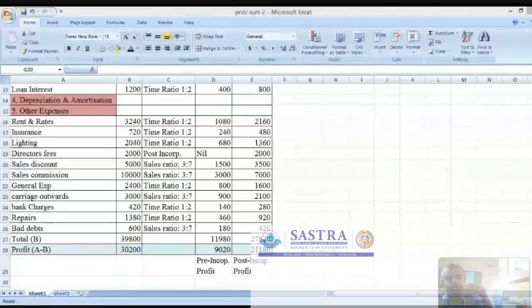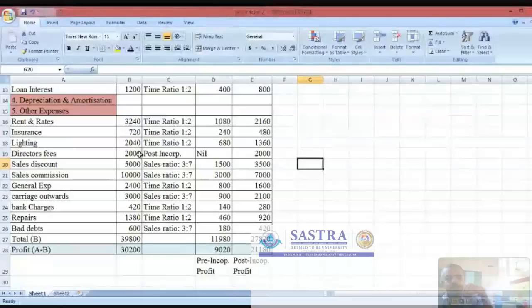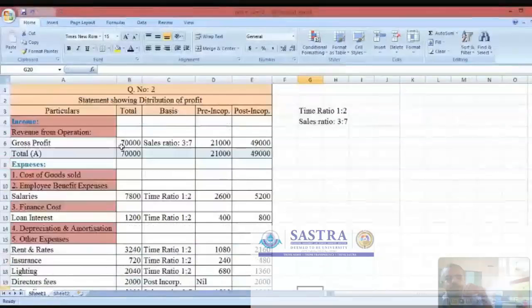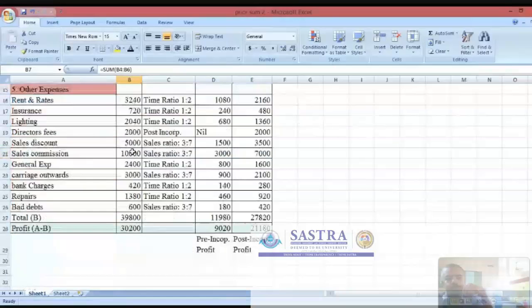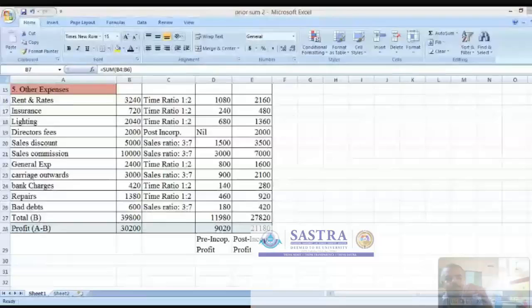Which is A, sir, in this total? Total revenue is going to be A. Gross profit, total revenue, total income here is 70,000. That is gross profit, and gross profit is A. Total expenses will be B. A minus B, income minus the expenses, is the net profit. Any other questions?